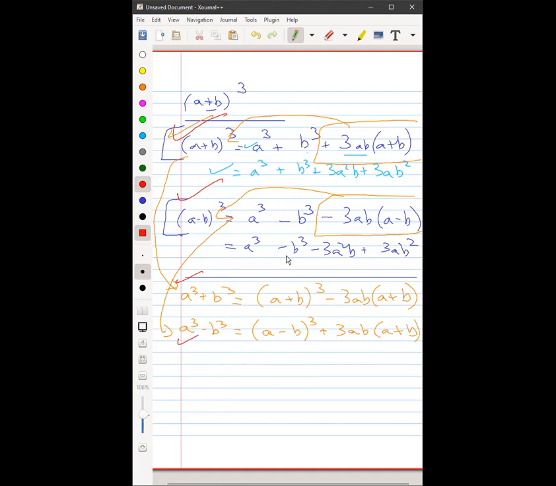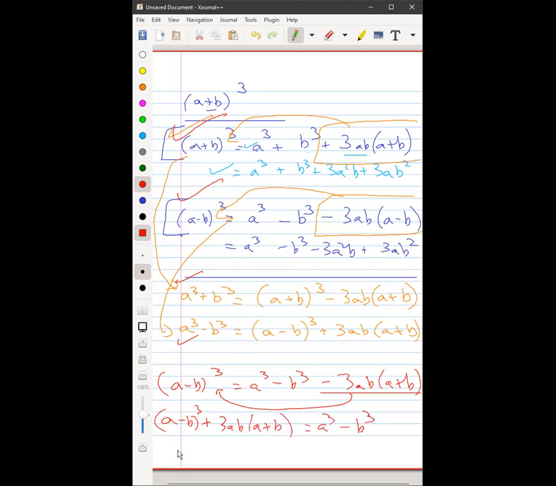Sir, I do not understand the last one. A cube minus b cube is equal to (a minus b) cube... We have (a minus b) the whole thing cube is equal to a cube minus b cube minus 3ab into (a minus b). This is fine. So I've just transposed this to the other side. So (a minus b) the whole thing cube plus 3ab into (a minus b) is equal to a cube minus b cube. Just transposing it, that's all.